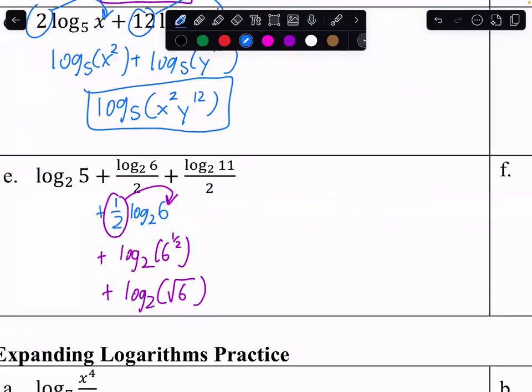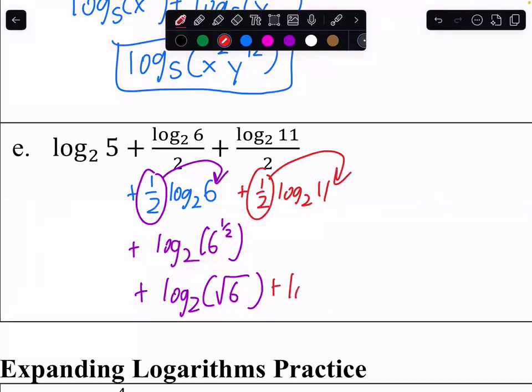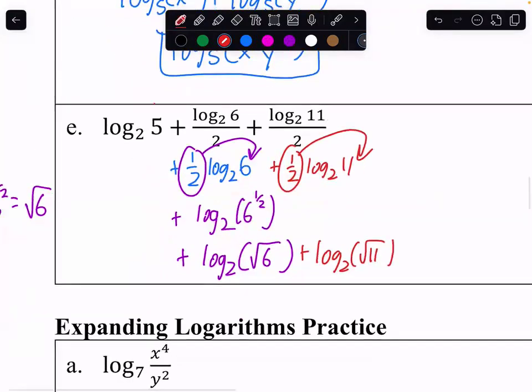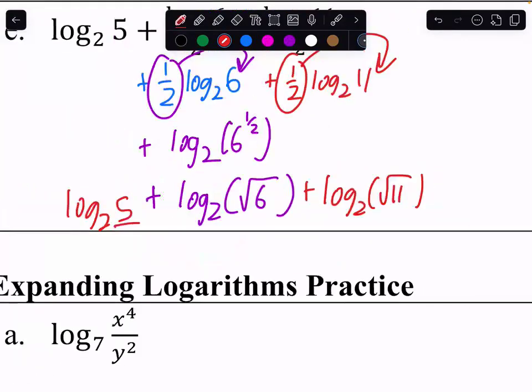Over here, I already showed you that we can rewrite the divide by 2 as times 1/2 instead. We would do the exact same thing for this one. Okay, so when you move the 1/2 onto the 11, that becomes the square root of 11. And this is still there. Okay, so we would multiply these together to get log base 2 of 5 radical 6.